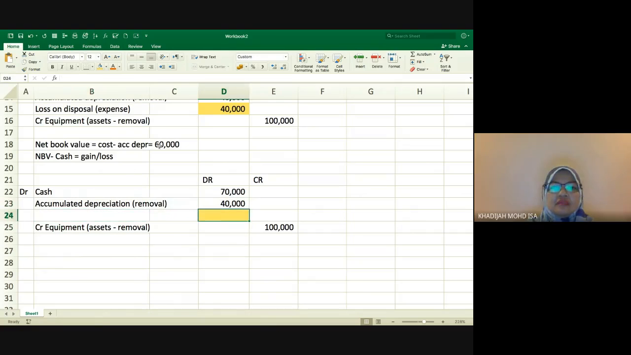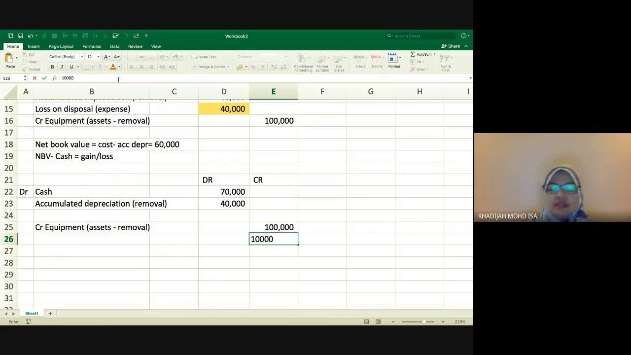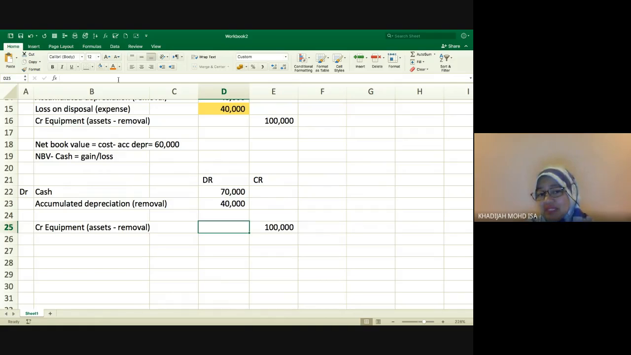What would be the missing value? It would be credit 10,000. Credit of 10,000. Why? Because, all right, before that, you see that here credit you have 100,000. The debit side you have 110,000. So how can you make it same? You must add on credit side 10,000.